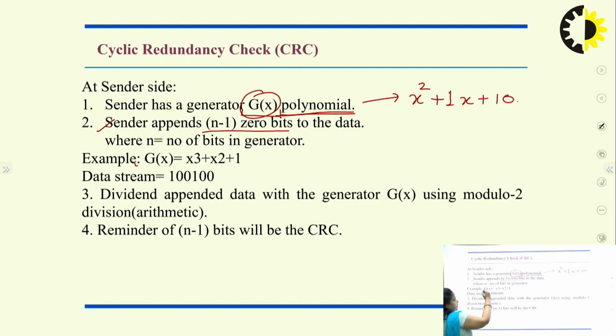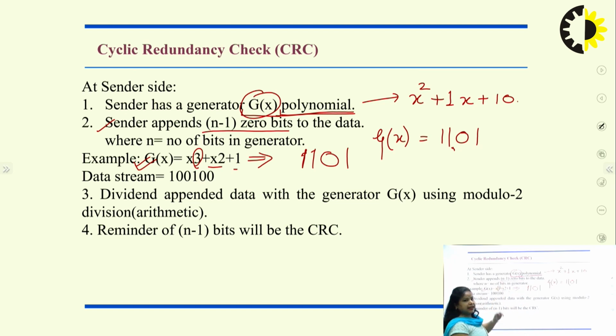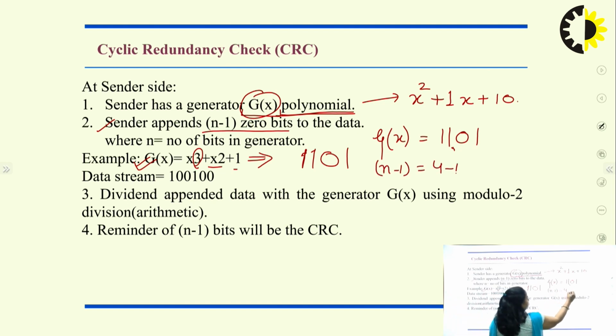Suppose you can see the example. Suppose we have a generating function that is x raised to power 3 plus x raised to power 2 plus 1. The highest power is 3, then the next power is 2, and we go in decrementing order. So 3, 2, there is no x here, so we include 0, and there is a constant, so we include 1. So the generating function G(x) equals 1101, right? It means we have to append n minus 1 zero bits to the data. So n minus 1, that is 4 minus 1, means we have to append 3 zero bits to the given data word.